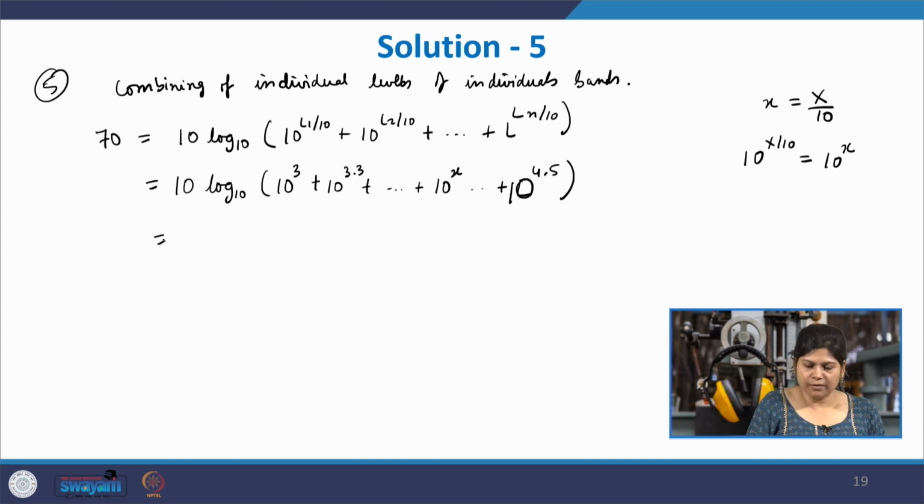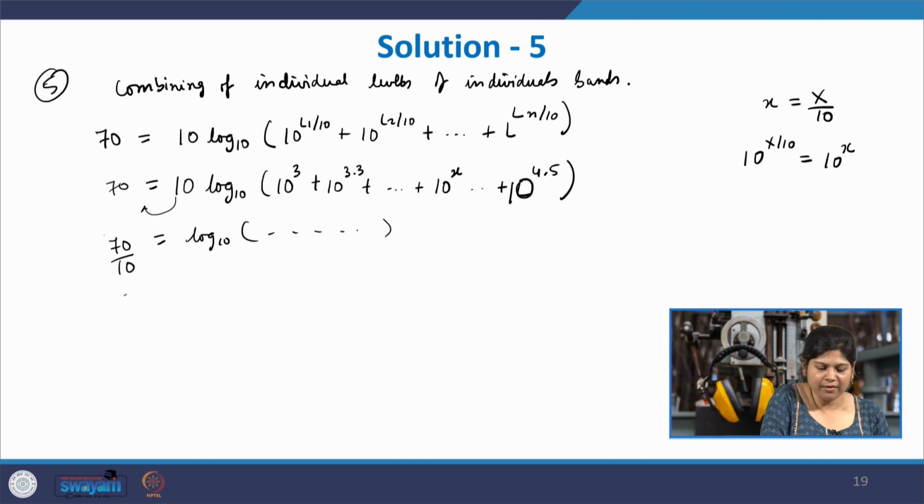Okay, fine. So, let us find what this value comes out to be. In order to negate this 10 log 10, first of all, take the 10 here. So, this becomes 70 by 10 equal to log 10 of this big quantity, and then you take the log to the other side, it becomes 10 to the power. So, 10 to the power 7 is equal to this whole quantity.